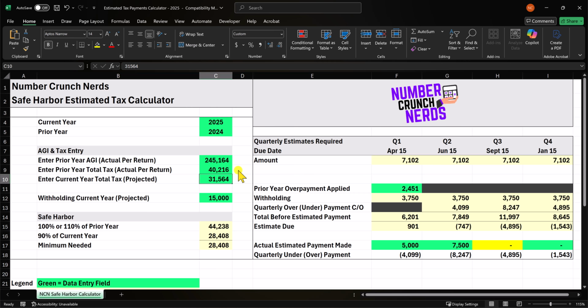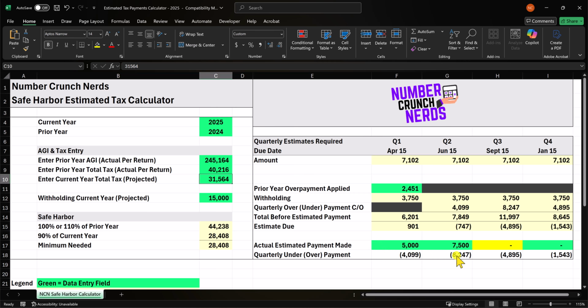And the answer is the other items highlighted in green within the calculator. Number one, you will need to know what your projected withholding is for the current year, if any. Again, if you're retired, this could be zero. You're going to need to know what your overpayment applied was from the prior year tax return, and you're also going to need to know how much you paid in the prior 2 quarters right here.